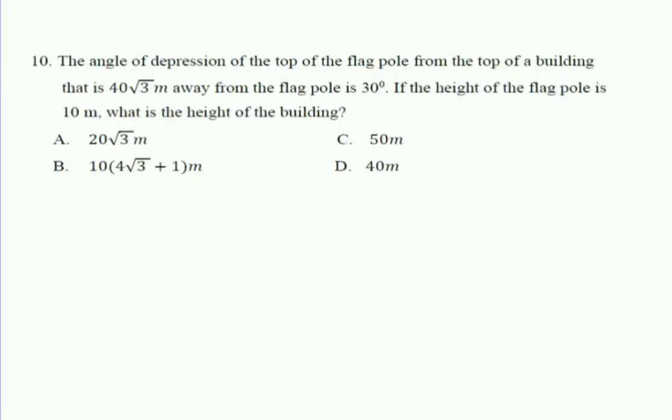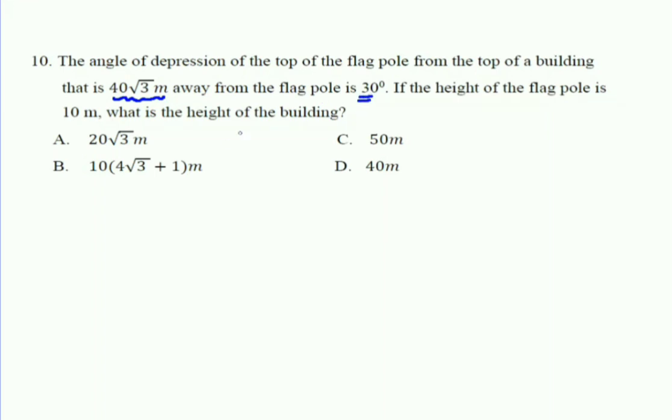The next problem is the application of trigonometry. Let me read first. The angle of depression of the top of the flagpole from the top of the building that is 40 radical 3 meter away from the flagpole is 30 degree. If the height of the flagpole is 10 meter, what is the height of the building? So there are two things, the flagpole and the building. They are 40 root 3 meter away. They are this much distance apart. And the other thing is the angle of depression from the top of the building to the top of the flagpole is 30 degree.